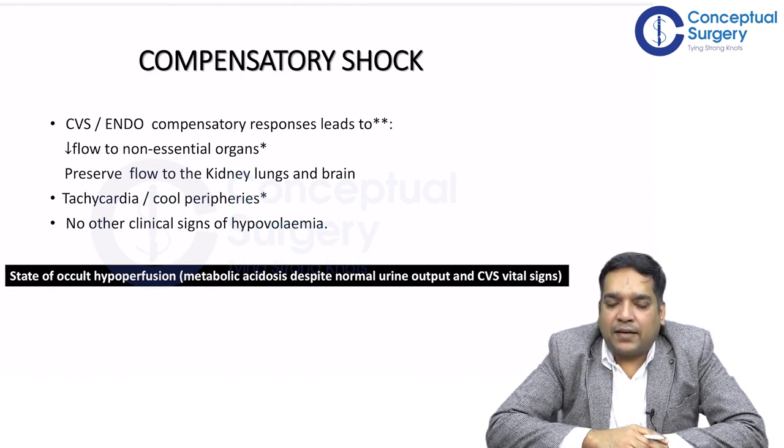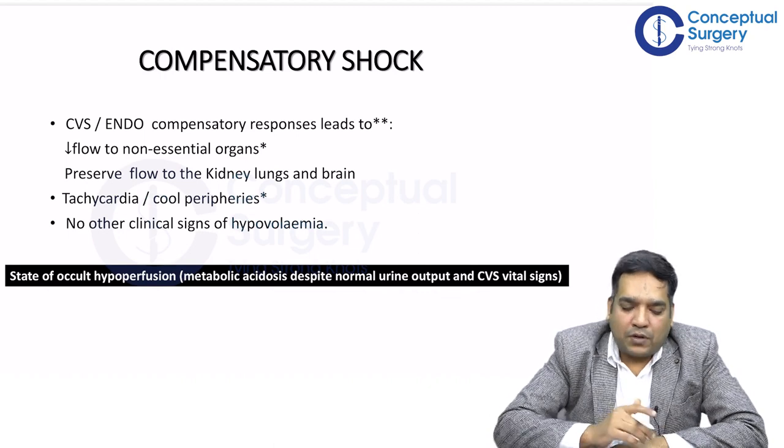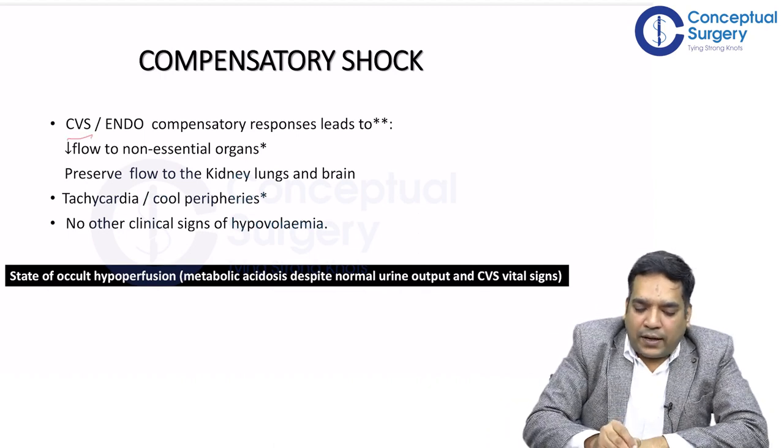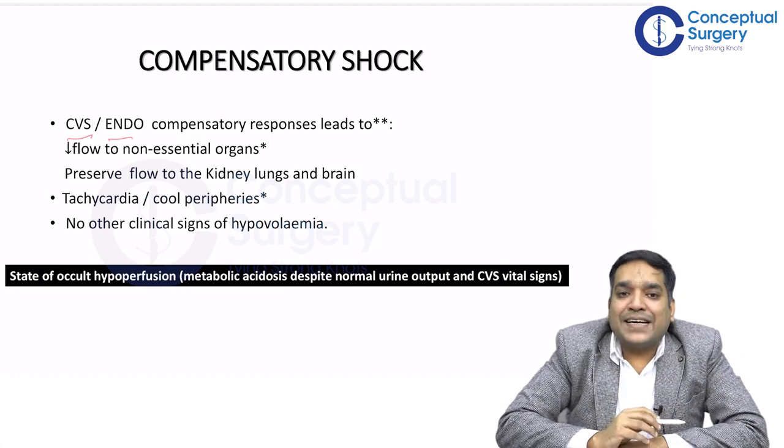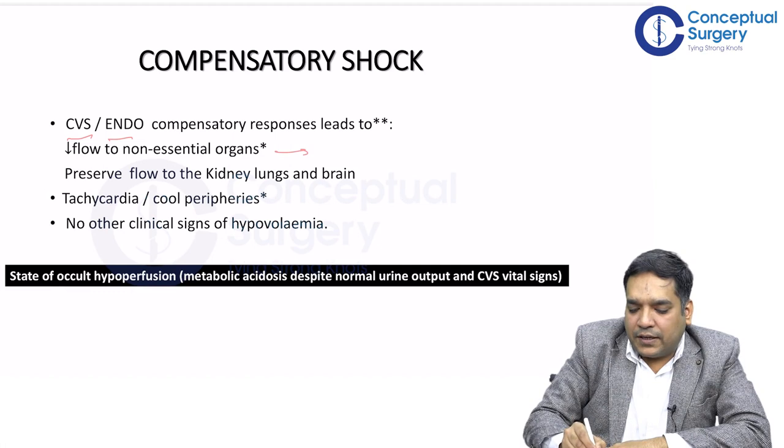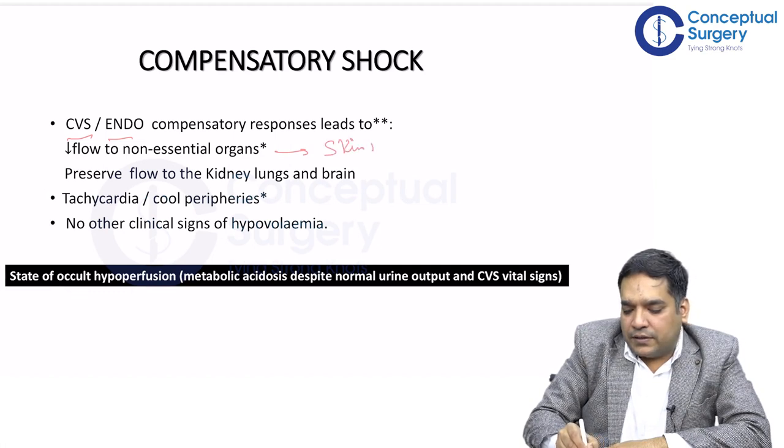It is seen that in the initial phase of shock, there are certain compensatory responses from the cardiovascular system and endocrine system which lead to decreased flow to non-essential organs, which are basically skin, GIT and muscle.